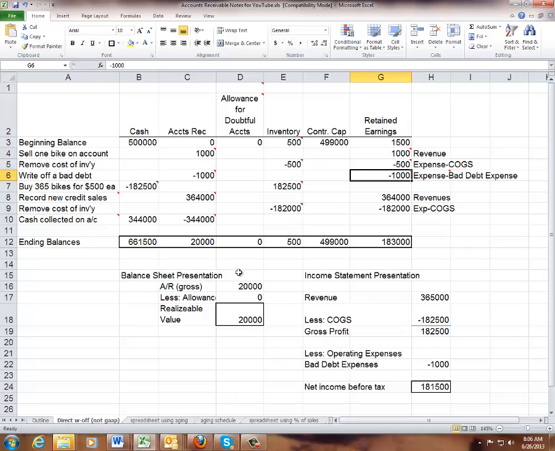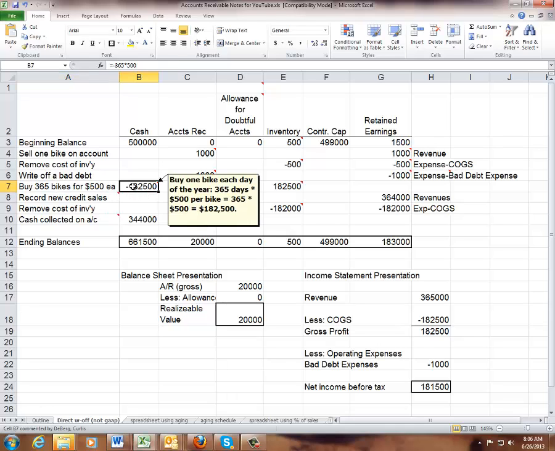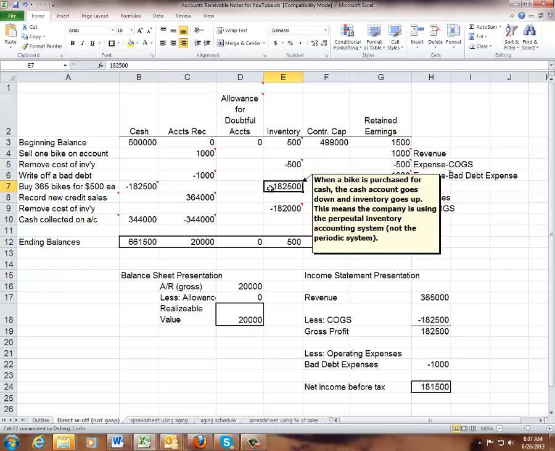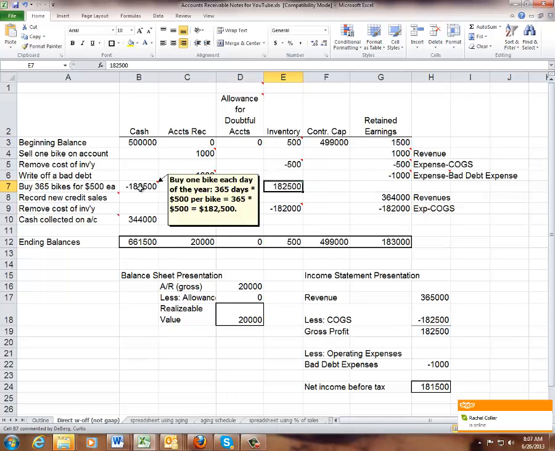Now, during the year, we buy one bike every day on average. So during the year, we're going to buy 365 bikes. So if we pay cash for that, and each bike costs $500, we're going to subtract $182,500 from cash, and using the perpetual method, we're going to add $182,500 to inventory. If you recall from our inventory discussions, when you buy inventory by increasing the inventory account directly, we are employing the perpetual method.